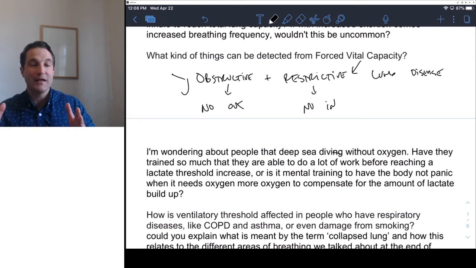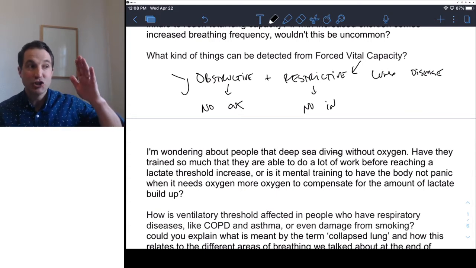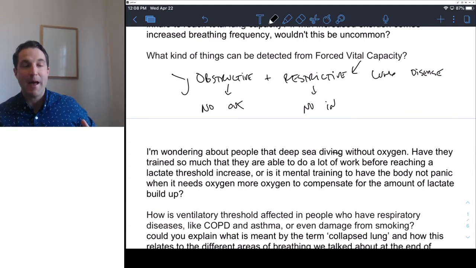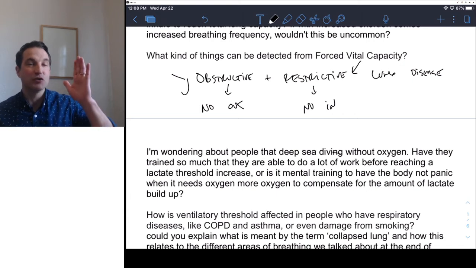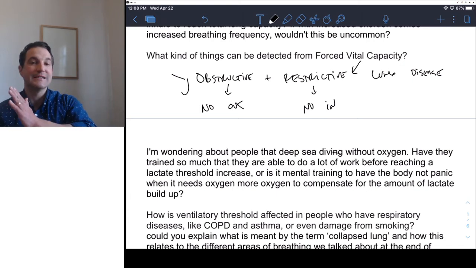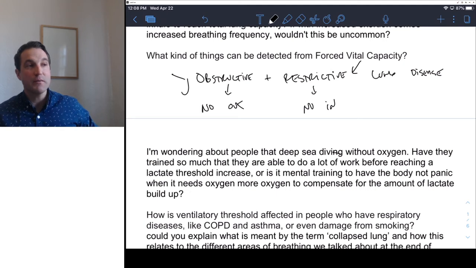As we build up lactate, we change our blood's pH. As we change our blood's pH, that stimulus to breathe changes. We saw how that happens, okay? And that was over the course of exercise intensity. So the thing to remember about a person who's doing deep sea diving, they are going to be not exercising at a very high intensity, all right?